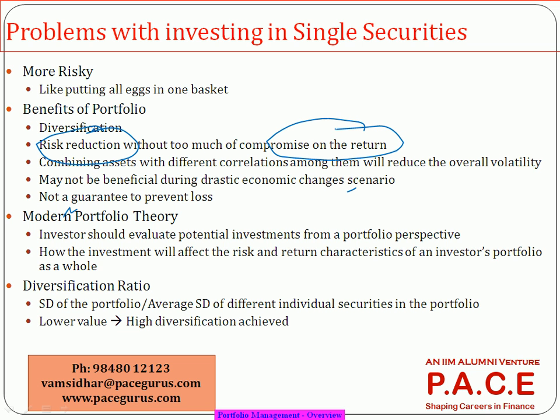I compromise on the return, but with a little compromise on the return, probably I may be able to reduce my risk drastically. Risk is nothing but what? Uncertainty in the amounts which I am going to get. So probably it's like getting 50% profit with a 5% chance, or losing 50% with some percentage chance, versus getting 10% consistently. That is what portfolio management tries to achieve.